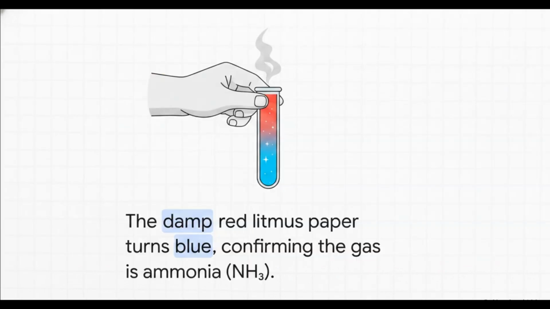And that's the money shot. The second that damp red litmus paper turns blue, you've got your answer. That's the definitive proof that the gas is ammonia, which means your original solution had to contain ammonium ions. It's as simple as that.